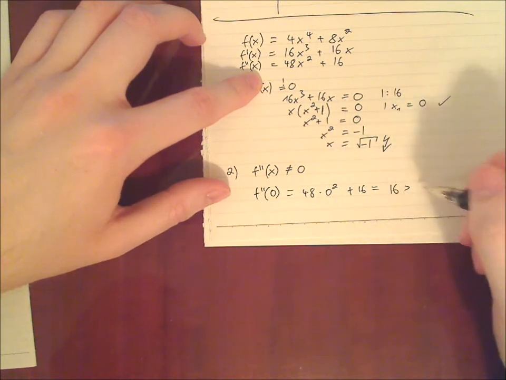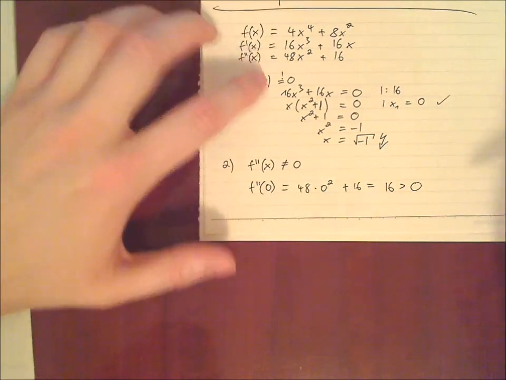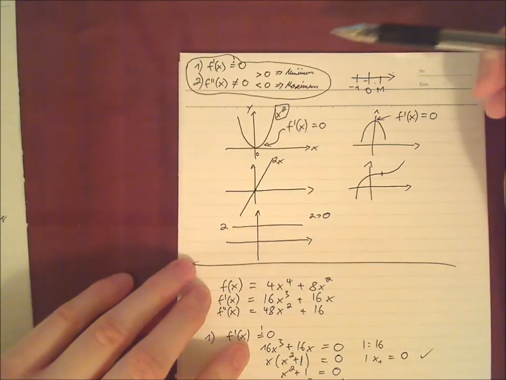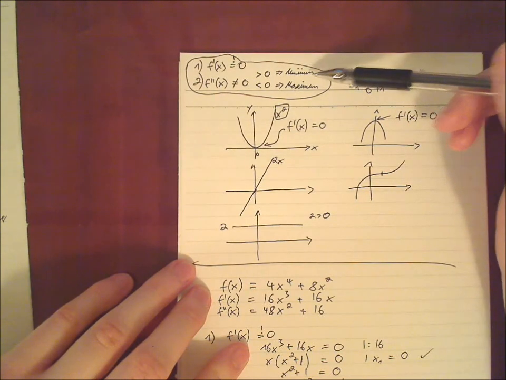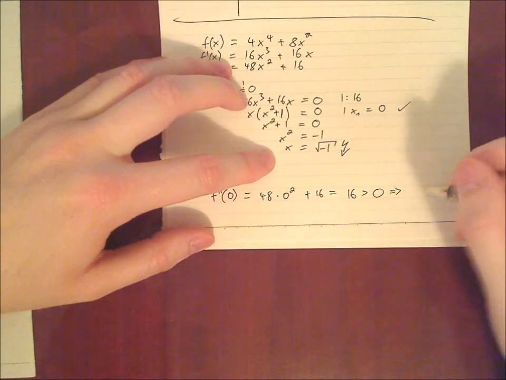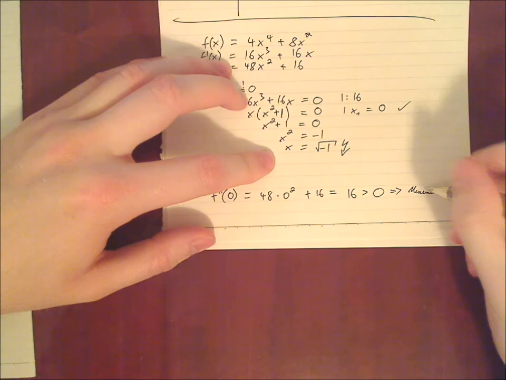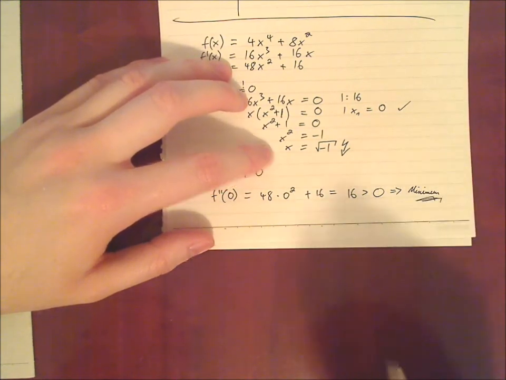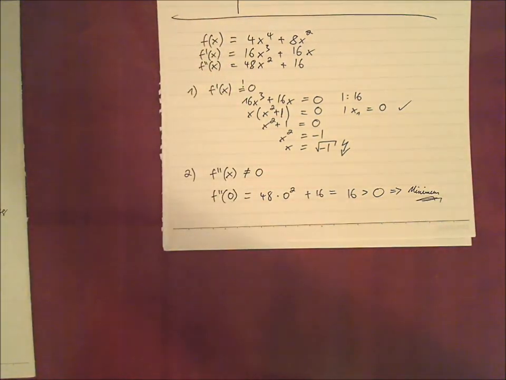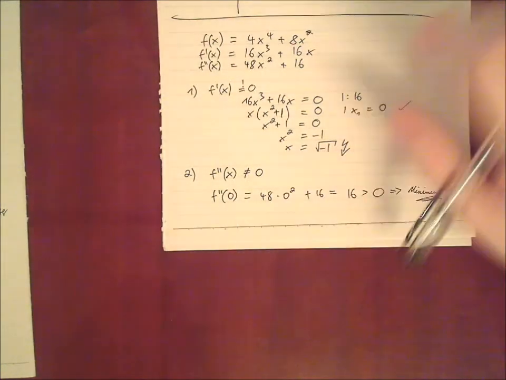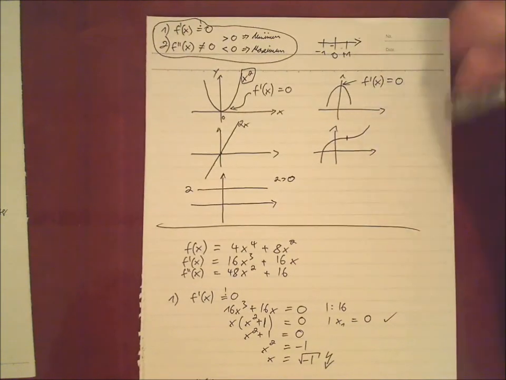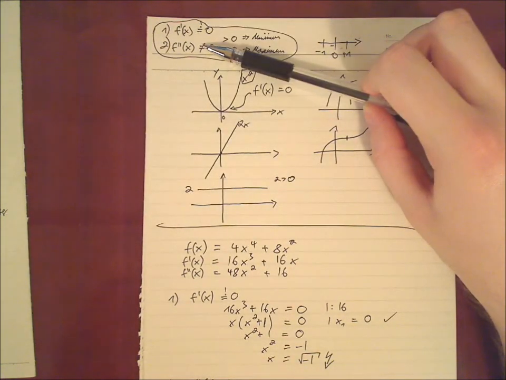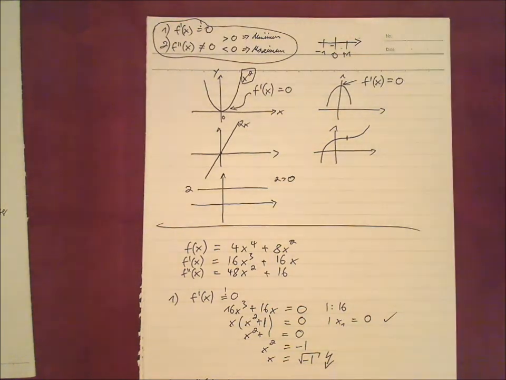Obviously 16 is greater than 0. And if you remember, greater than 0, what does it mean? This. So we see a minimum. It's that easy. So we just write minimum. Then we're done. So it's really not that difficult to calculate. You just have to remember how it works. Two conditions: necessary condition, sufficient condition, and there you have it.